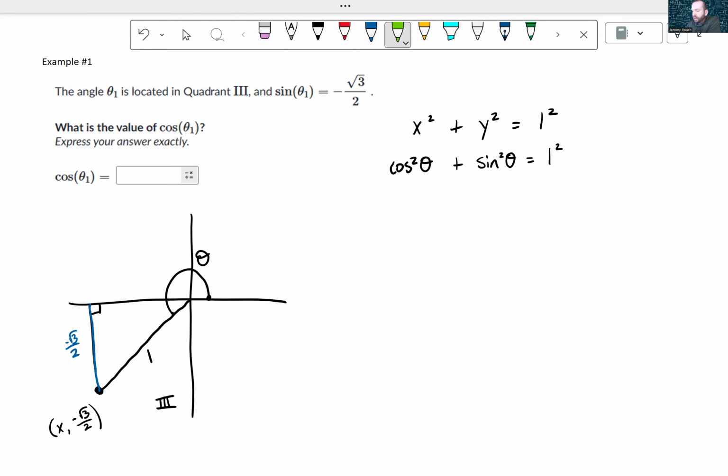And we want to find what x is. We want to find that x value there. So let's take a look at the Pythagorean identity. Let's plug these numbers in.